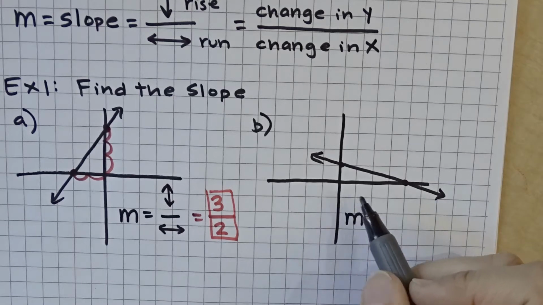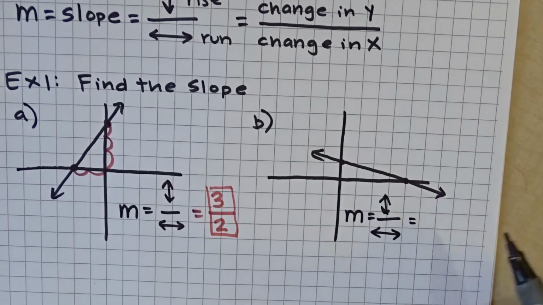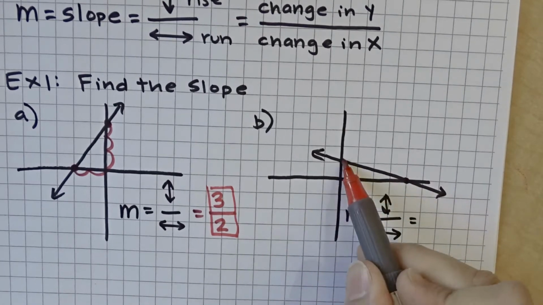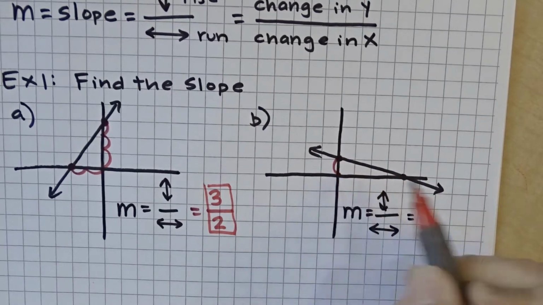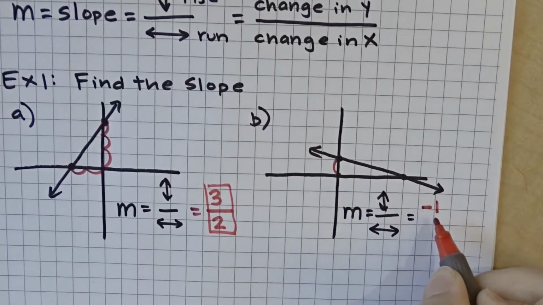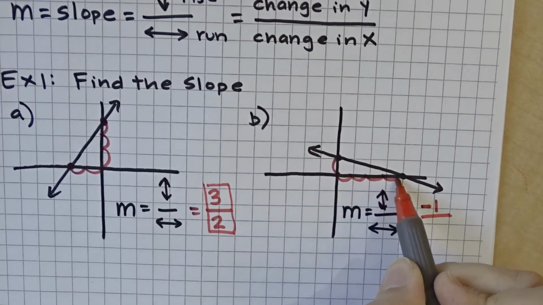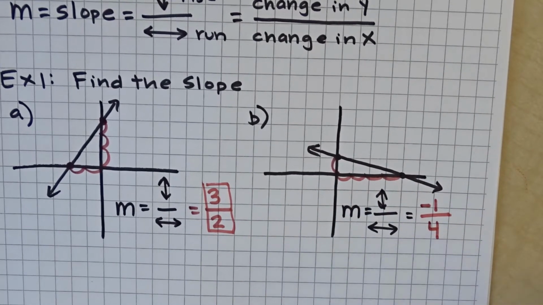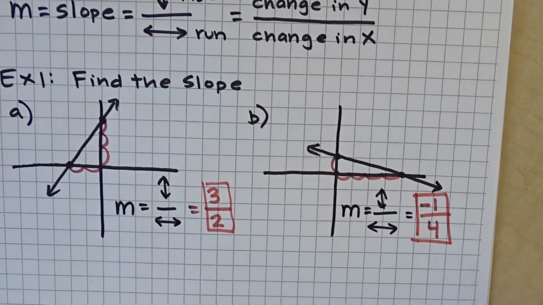So let's see, we have a vertical and a horizontal value. And my vertical value to go from here to here or here to here. Let's go from the top to bottom this time. Down 1. So I'm making it negative because I'm going down. And then 1, 2, 3, 4 to the right. That means positive. And so my slope is negative 1/4.